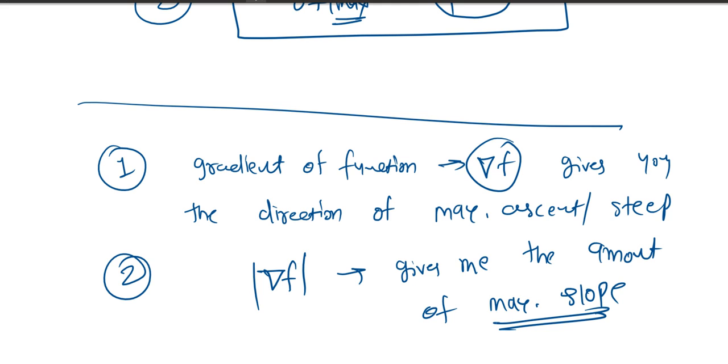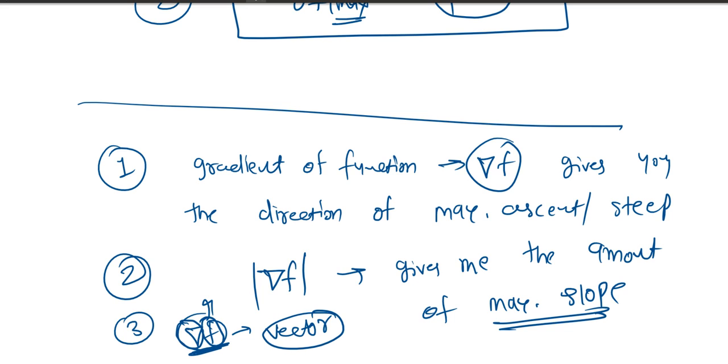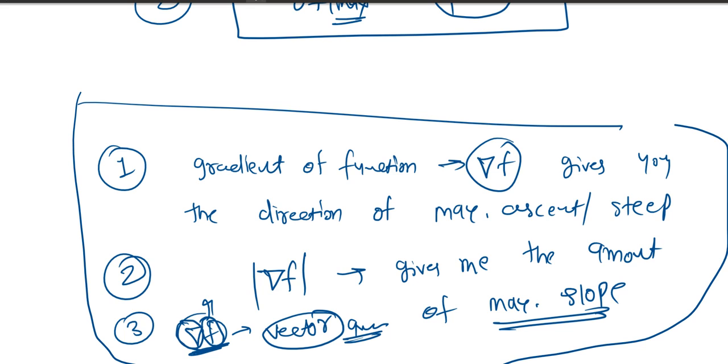And third thing, remember delta f is a vector quantity. It is not a scalar. This function f is a scalar, but when you operate this delta operator on this scalar function, then you will be getting a vector quantity. So these three points you just remember. This is all about the gradient. Okay, thank you.